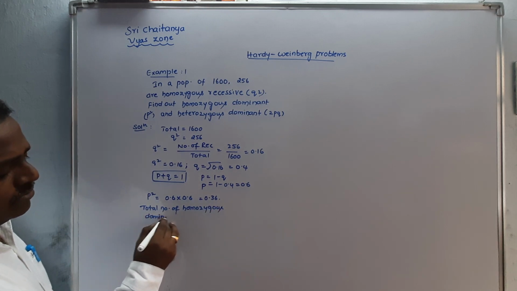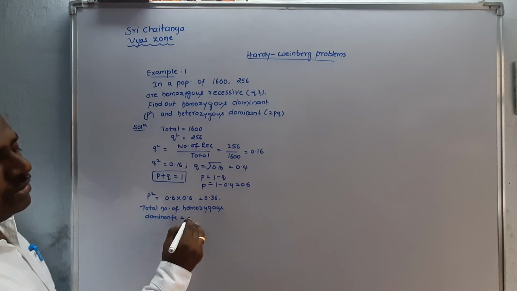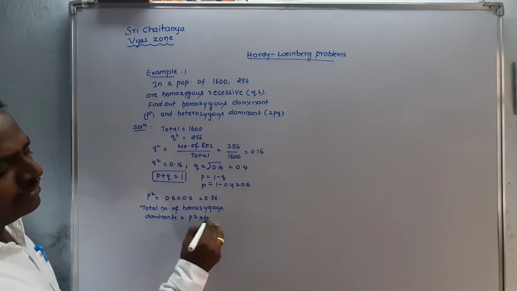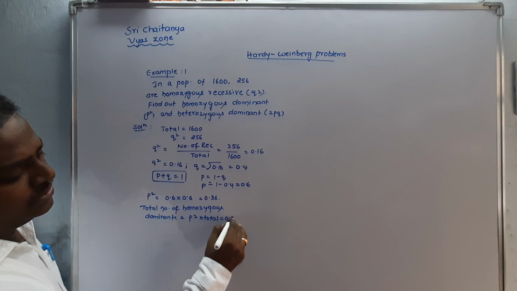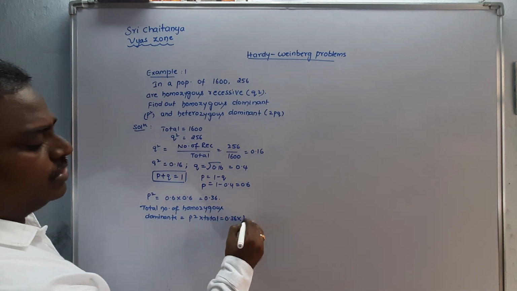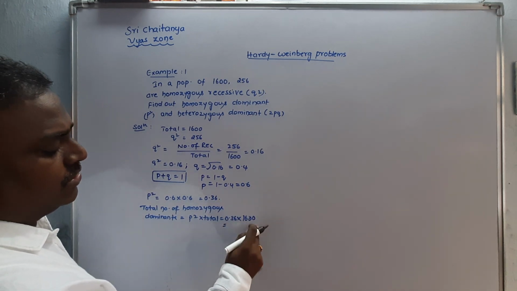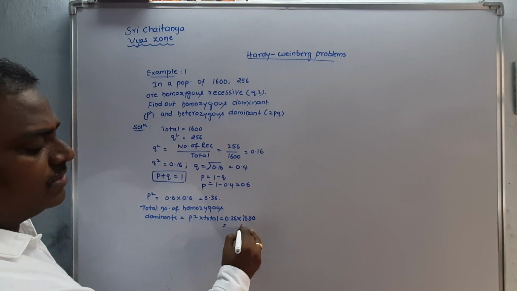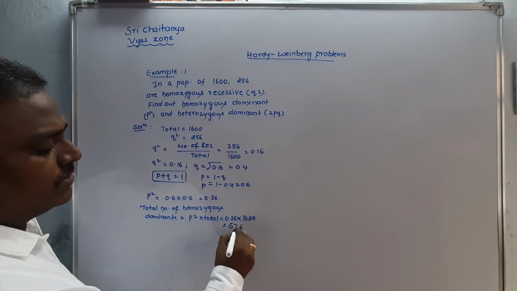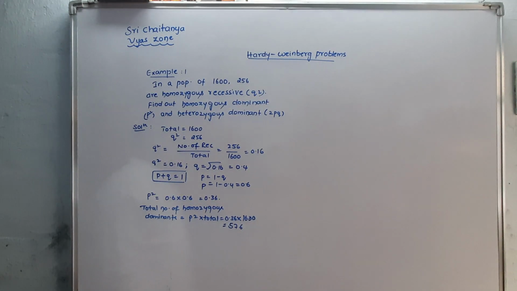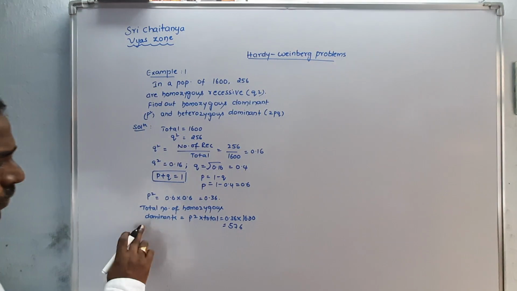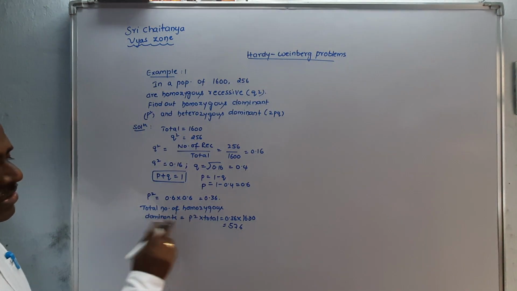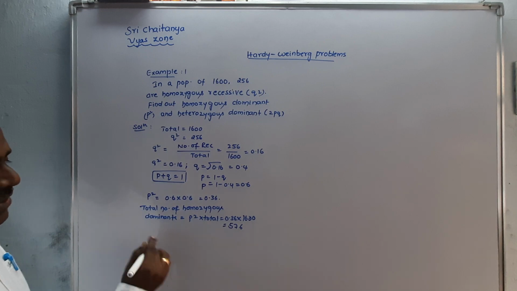The total number of homozygous dominants is equal to p square into total, that is 0.36 into 1600. So the value is 576. The total homozygous dominants are 576.